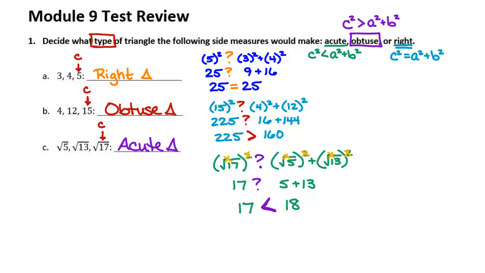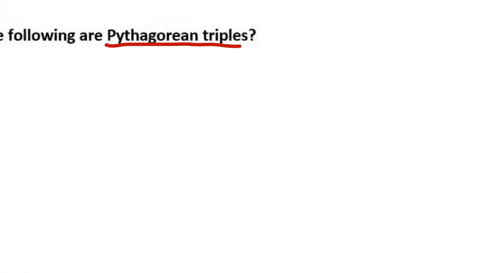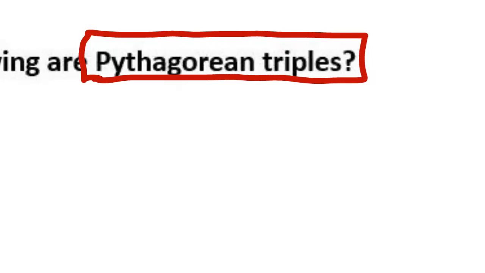Number 2, absolutely we can do number 2. Isn't it the same? No, number 2 is not the same. This one is asking for what type of triangle it is. Number 2, I want to know which ones of these are Pythagorean triples. So I'm not asking for what kind of triangle it makes. I want to redefine a Pythagorean triple for you guys.